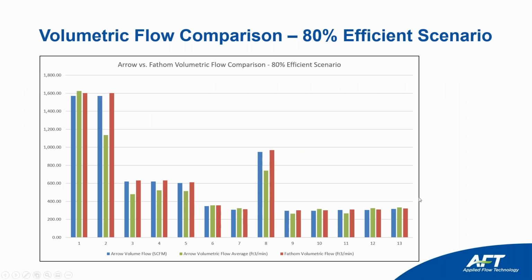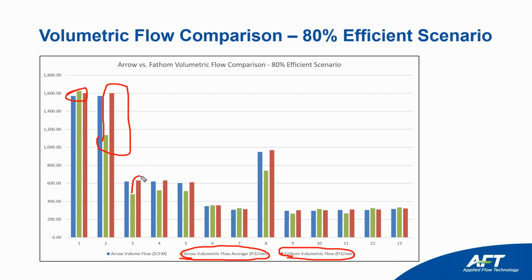So here are the results for the 80% efficient scenario for the blower. As you can see here, there are some slight differences in some pipes where things are relatively close. In other pipes, look at this. The average volumetric flow rate for Aero is very different than the Fathom volumetric flow rate.